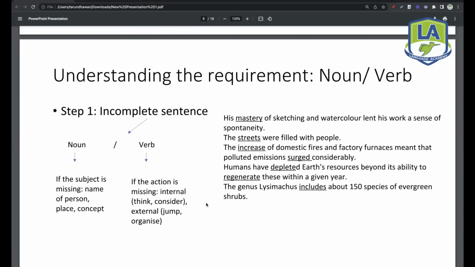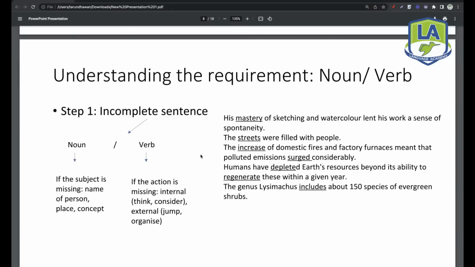So if the sentence is incomplete, what comes in the blank will be noun or verb. Let's read this. He's off sketching and watercolor. Doesn't make sense? The were filled with people. No sense. The of domestic fires. Again, doesn't make sense. Reading the sentence will put you in a very easy category. Is it complete or incomplete? Incomplete sentences can be filled with nouns or verbs.